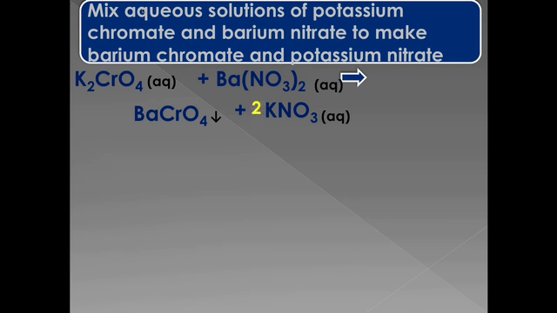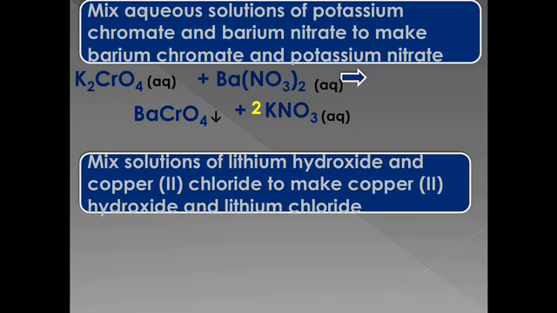I have two K's on the left, so I need two on the right, and I also need two KNO3s. When I look at that, I can see that the K on the left side was with chromate, CrO4, and now on the right side it's with NO3. On the left, barium was with NO3, and on the right side it's with CrO4. That tells me it's a double replacement reaction.